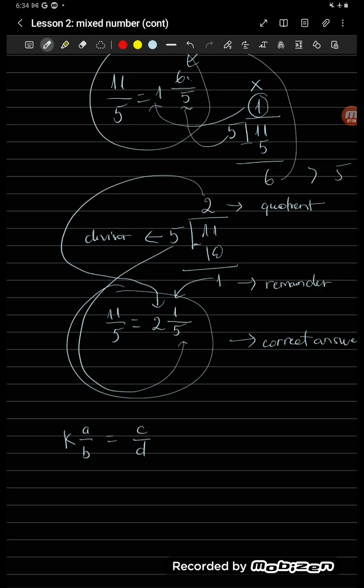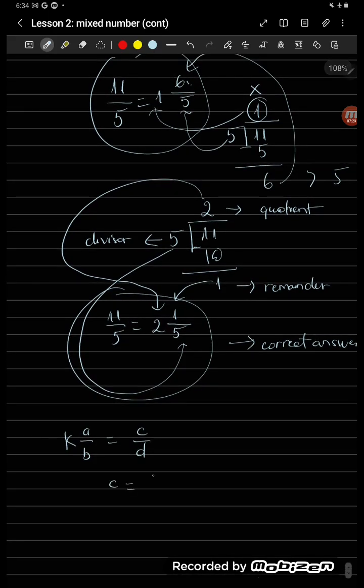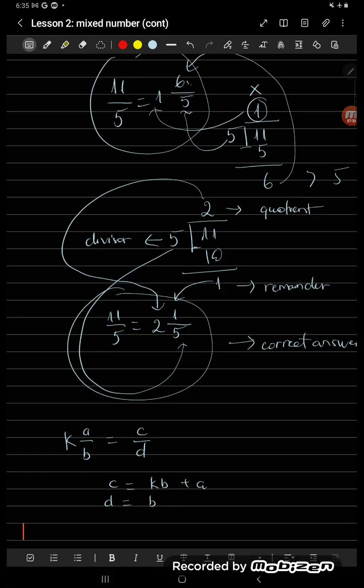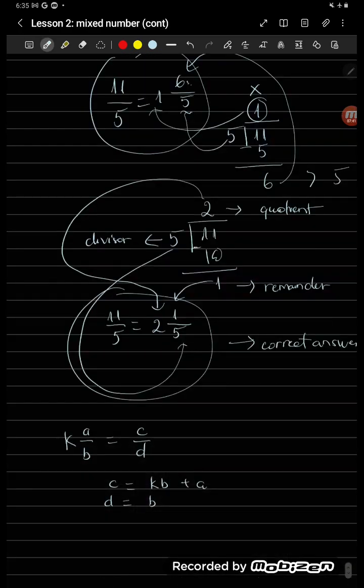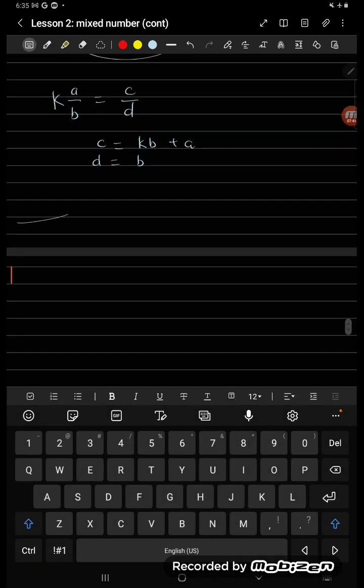In order to convert from a mixed number into a fraction, what is the formula? Let's say the resulting fraction is C over D. How can you find C and D? C equals K times B plus A, and D equals B. That's it. Very straightforward. Just memorize the formula.